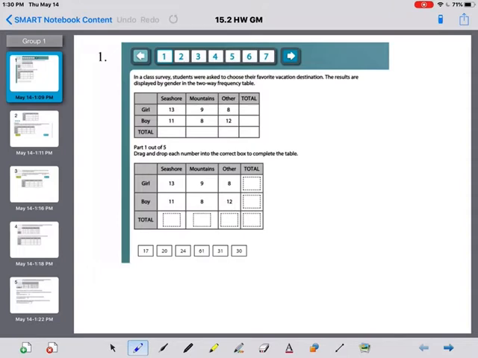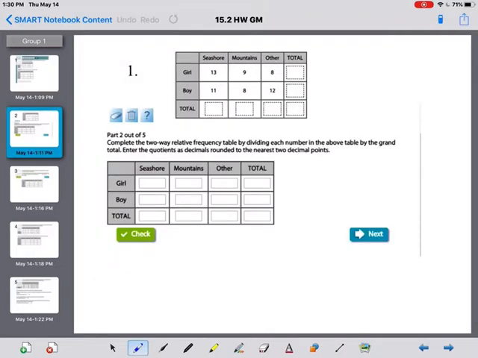First section's relatively easy. You're just going to find the totals based upon the frequencies that are given in the rows and the columns. I don't think anybody will have too much trouble with that. When you get to part 2 in number 1, you are being asked to complete the two-way relative frequency table. All right, so now we're going to be finding relative frequencies, which involves dividing. So we're dividing each number in the above table by the grand total. So just make sure that you are following that. Dividing each number in the above table by the grand total. So the grand total is going to be that number in the bottom right-hand corner.